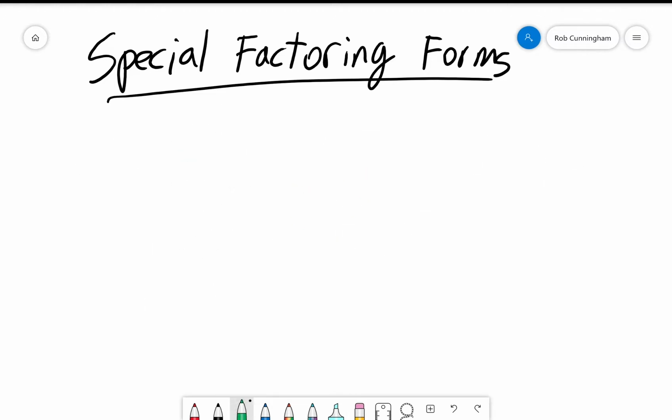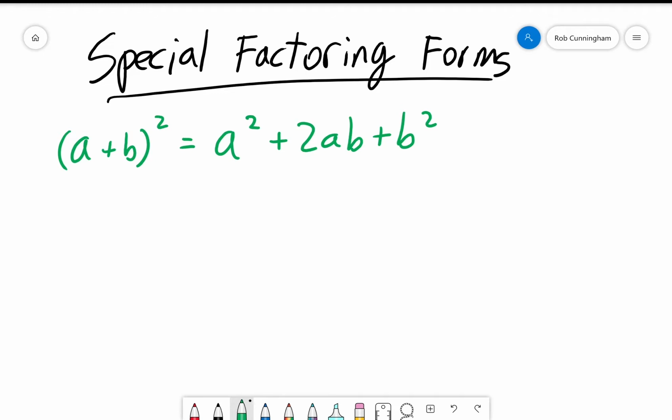In general, our formula goes something like this. (a + b) squared equals a squared plus 2ab plus b squared. And again, that should really make sense because you're dividing by 2 and squaring to get that last number.